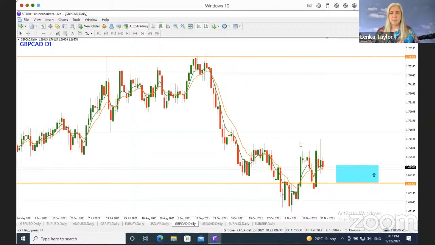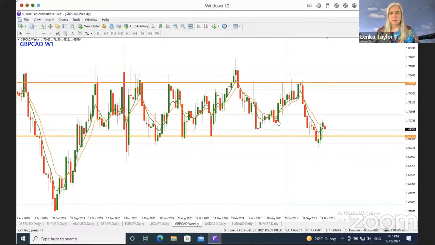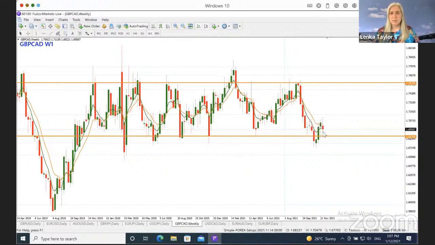Next currency pair I'm looking at is GBPCAD. And GBPCAD, I'm looking for a long opportunity. So on the weekly, we've been going in that range here. Had a little bit of a reversal there.